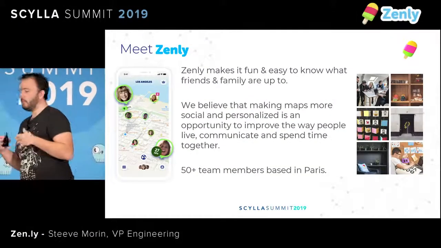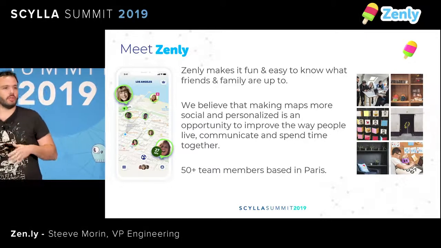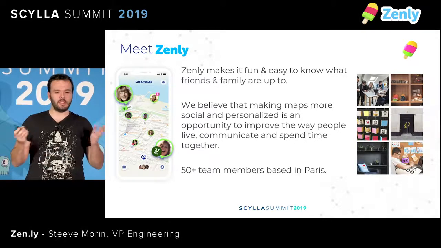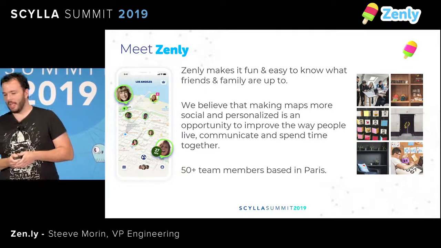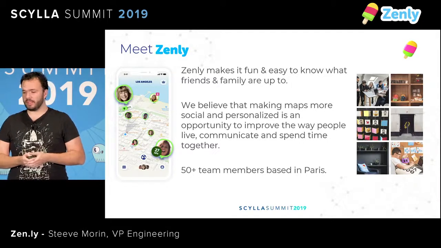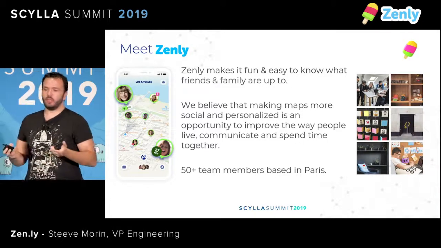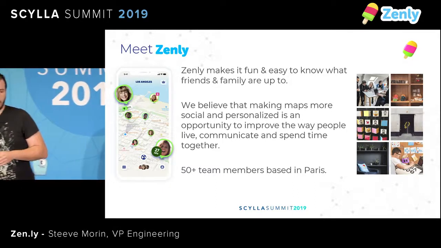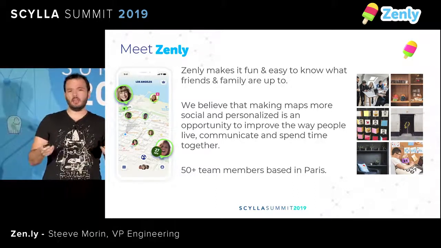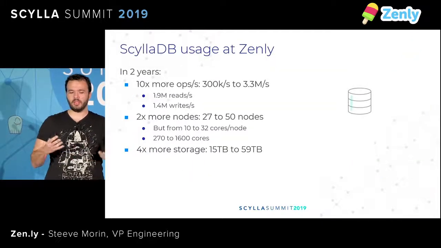Zenly is a mobile app that allows you to see what your friends are up to, pretty much obsoletes the "where are you" SMS that I'm sure everybody had once. We're based in Paris. And we've been using Scylla for about 2.5 years now. And in two and a half years, things changed quite a bit for us.